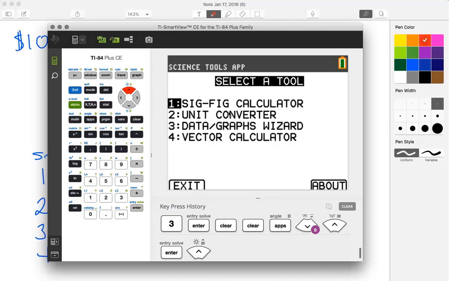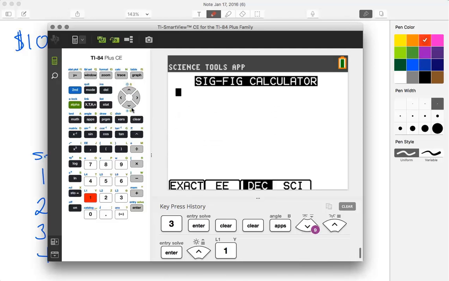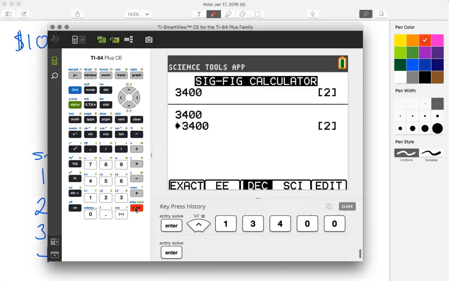One is a sig fig calculator. So if we hit 1 or press enter there, we get a sig fig calculator. It also does the math on significant figures for you, and I do have a video on this later. So if you had the number 3400, enter, it tells you that there are 2 significant figures.